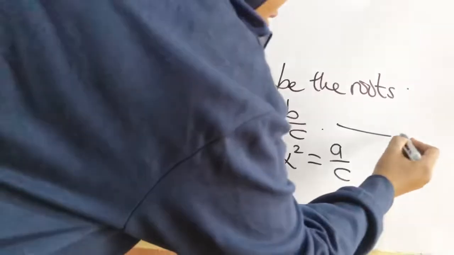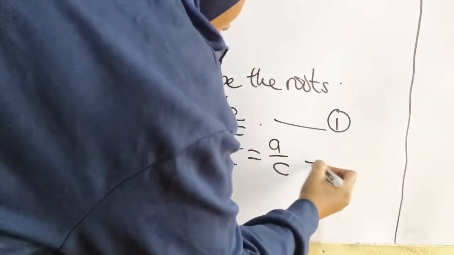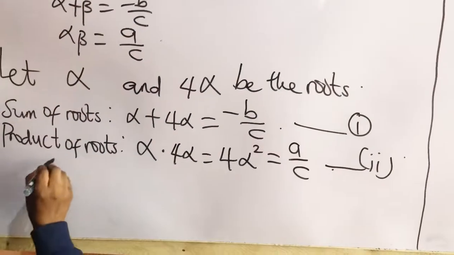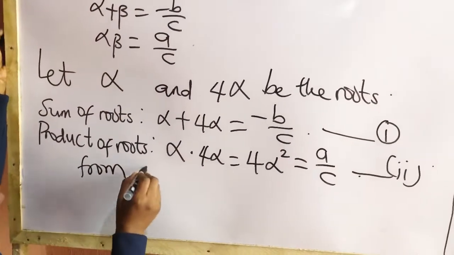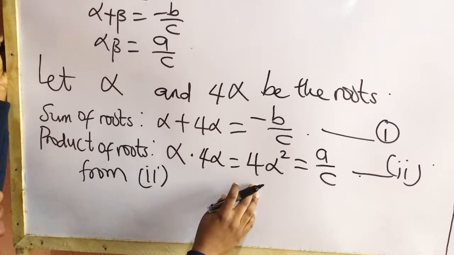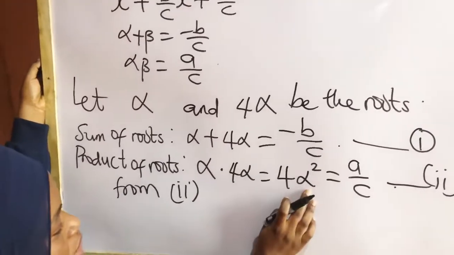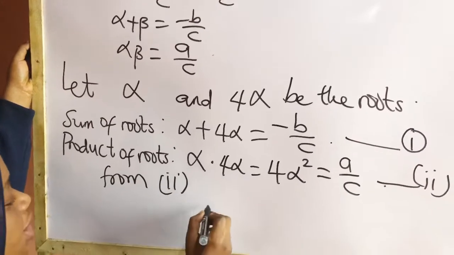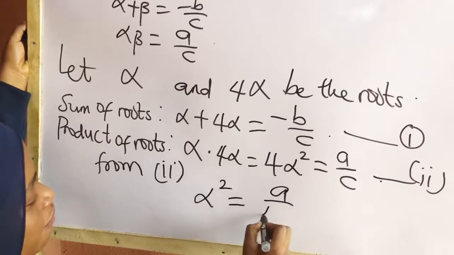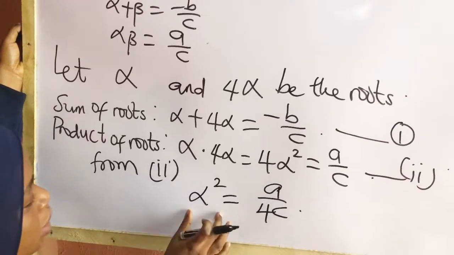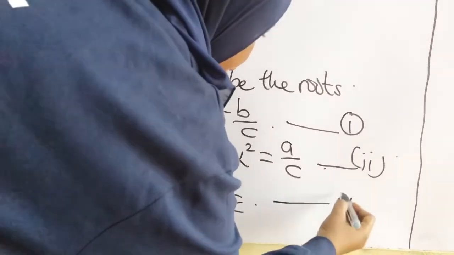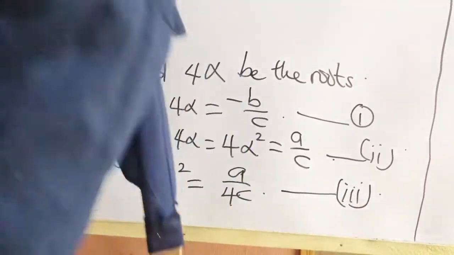Now let's label this one as equation 1 and this one as equation 2. So from equation 2, I want to make alpha squared the subject of the formula, so we can say that alpha squared is equal to a over 4c. That is, divide both sides by 4. So that is equation 3.